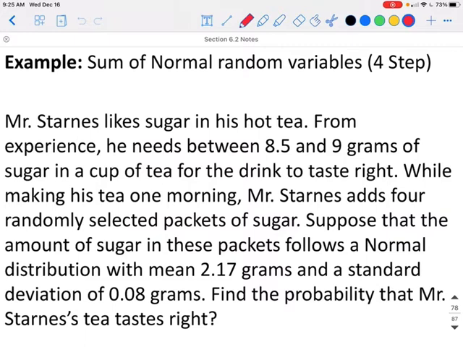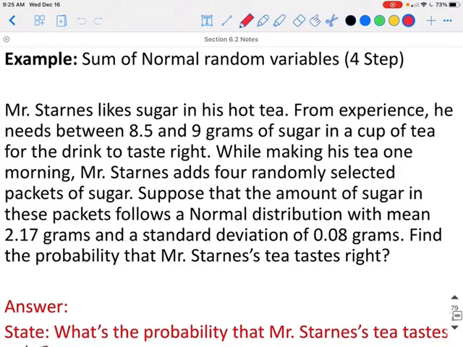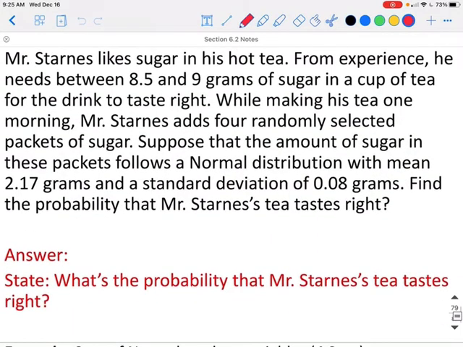Starnes' tea tastes right. Now remember, with a 4-step process, you're first going to start with the state. So we're trying to see what our question is going to be. So in this case, our state could be, what's the probability that Mr. Starnes' tea tastes right? Next, you need to come up with your plan.